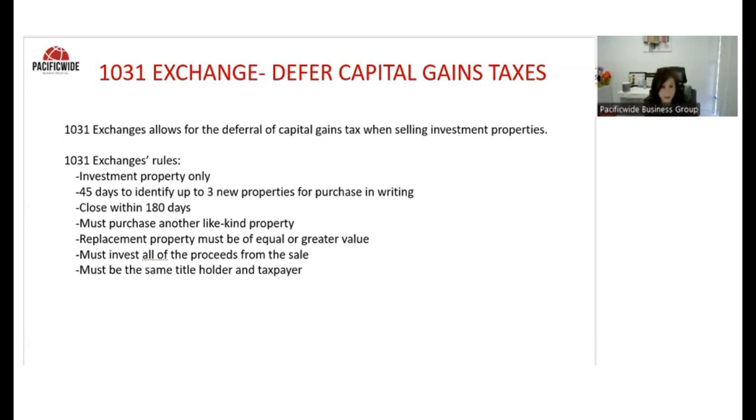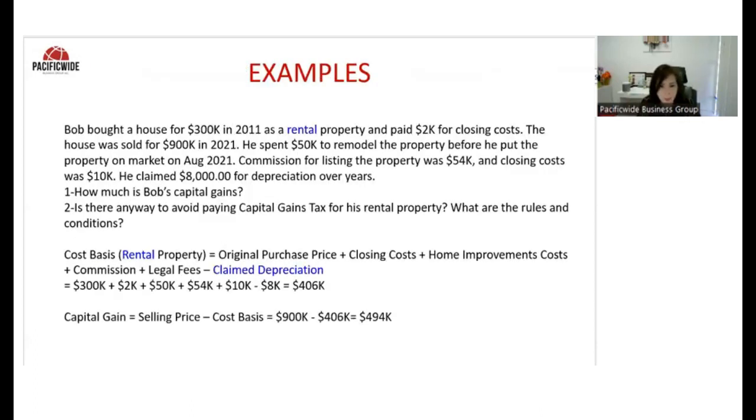Okay, we'll talk about property tax more next time, and we'll talk about Prop 19 next time. Okay, I don't see any questions, so I will continue on to the example. This example is very easy. It's almost similar to the other one.